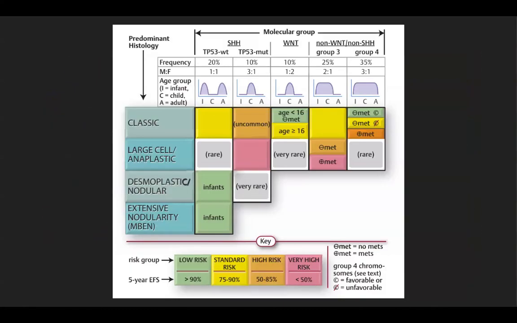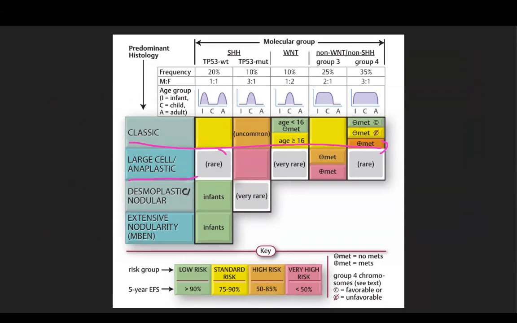I'll go back and summarize it. We did this, then we did this. These here are very rare. Even if you ignore them, that's completely okay. We did these two groups, TP53 mutants, sonic hedgehogs. We also did this group 3, where if there are no mets, it's a high-risk group. If there are mets, they are a very high-risk group.